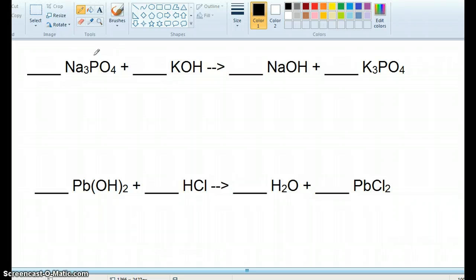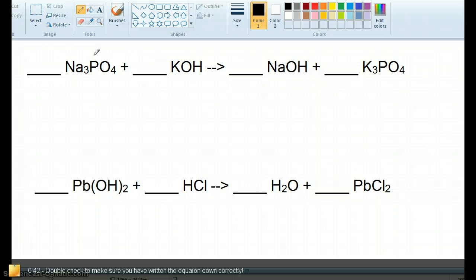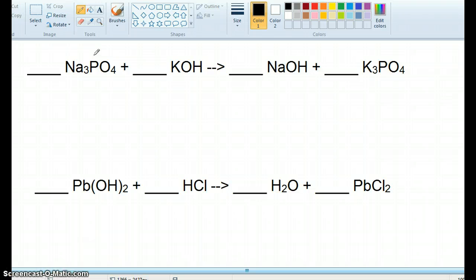I can't tell you how many times I've sat down to balance an equation and I've transposed a subscript, or I've forgotten one, or I've written the first half of the equation from problem 1 and the second half of the equation from problem 2, and can never get them to balance.